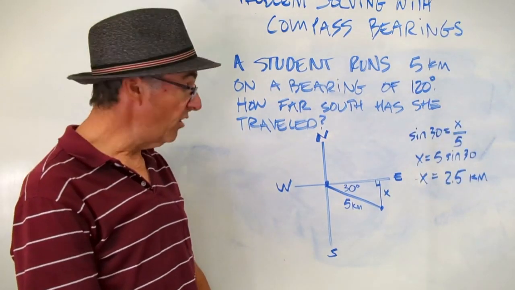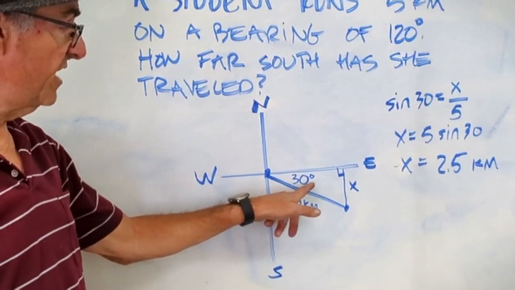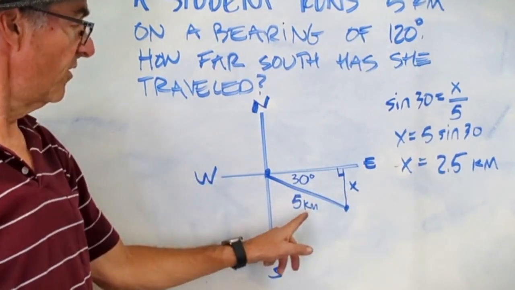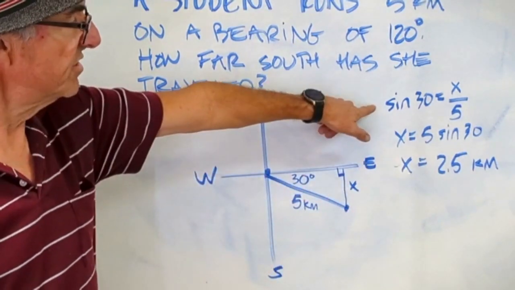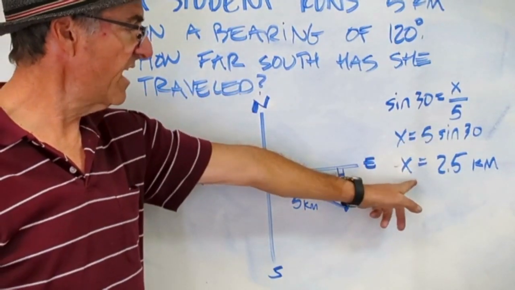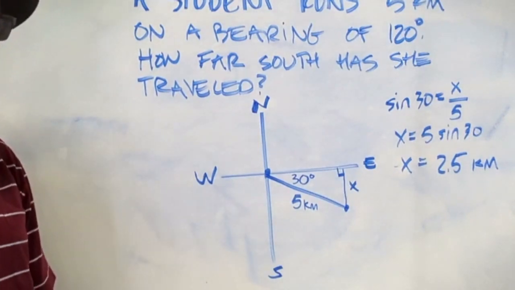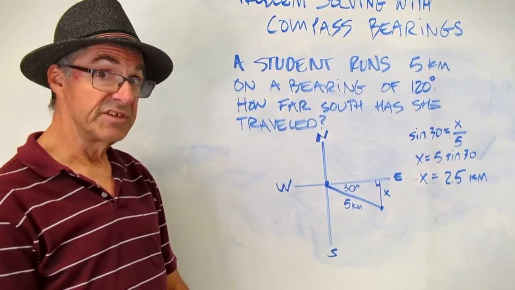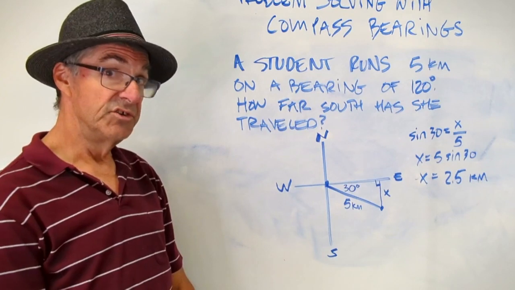Using SOHCAHTOA, I realized that sine 30 is x over 5. So I wrote my equation there, I rearranged it to solve for x, I did my calculator work on that, and I got 2.5 kilometers. Now, that doesn't look like 3 sig figs, but that's right. Do you understand why?